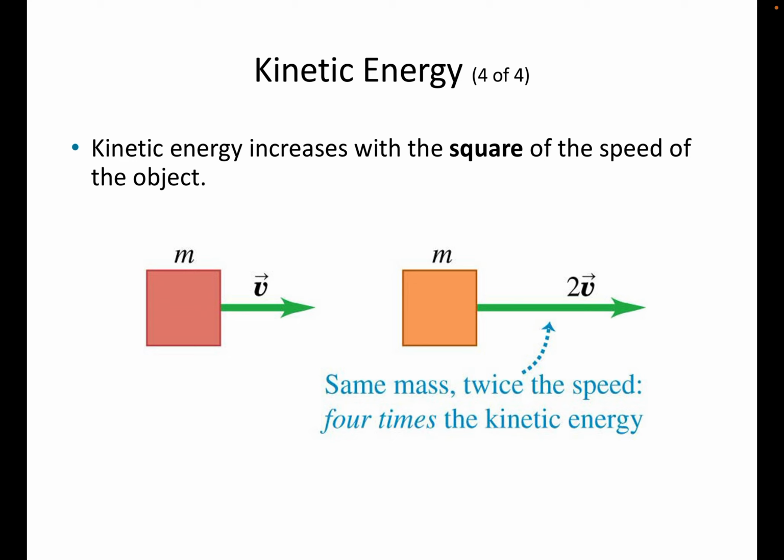The relationship with speed is even more dramatic. Kinetic energy increases with the square of the speed. In this example, the two blocks have the same mass, but one is moving at twice the speed. This results in 4 times the kinetic energy because of the v squared term in the equation. This is incredibly important in aviation. Doubling your airspeed quadruples the kinetic energy you need to manage.